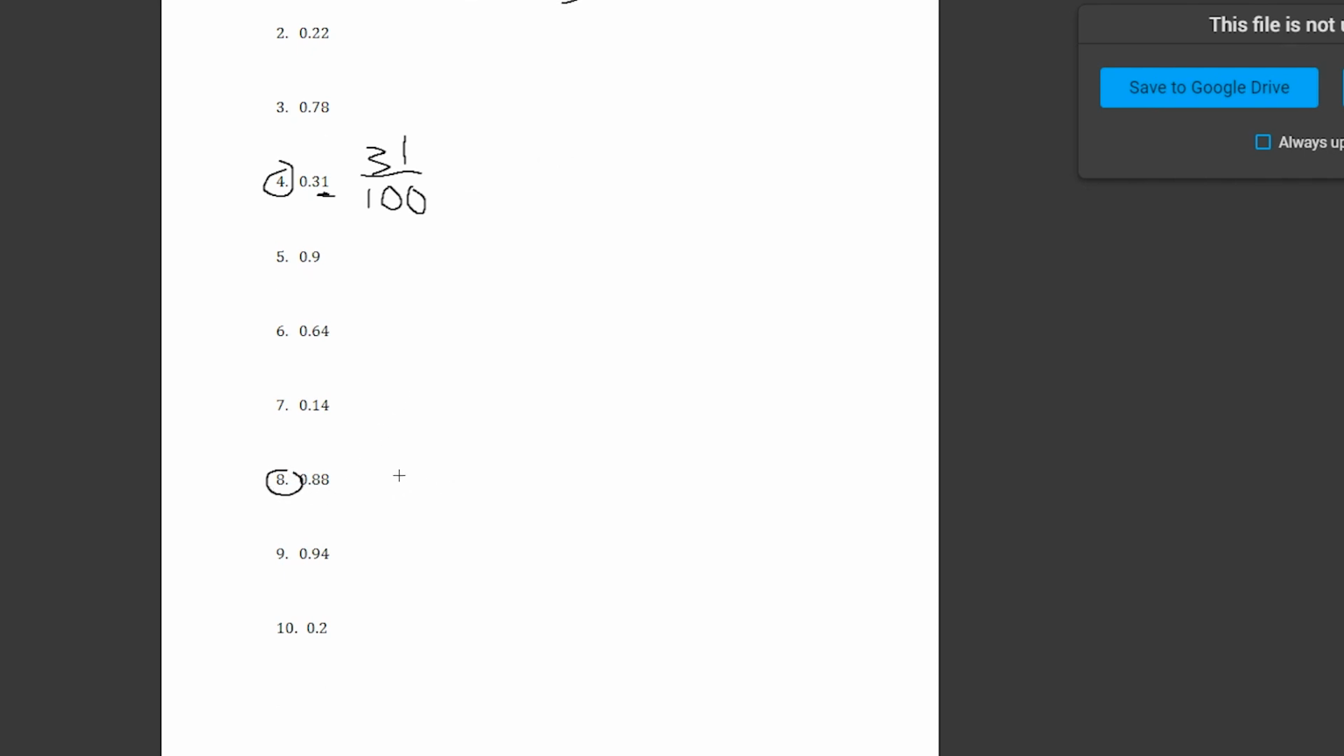For number 8, we have 0.88, and once again we see that the final digit is in the hundredths place. So we can write the fraction out of 100, and we just write the number 88. So now what we need to do is check if we can simplify this, and we actually are able to simplify it by dividing each number by 4. So if we do 88 divided by 4, we get 22. And if we divide 100 by 4, we get 25. So our final answer for number 8 is 22 over 25.